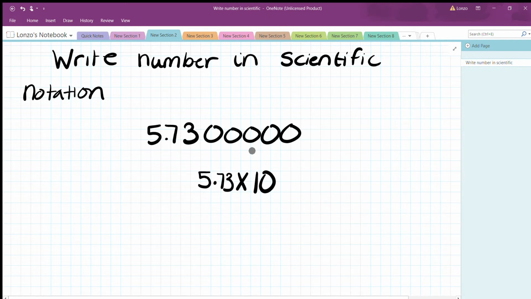So it originally started here, and then you move it here. So you go 1, 2, 3, 4, 5, 6, 7. And it's going to be a positive 7 because it's a really big number. So that was simple. What about this really big number?